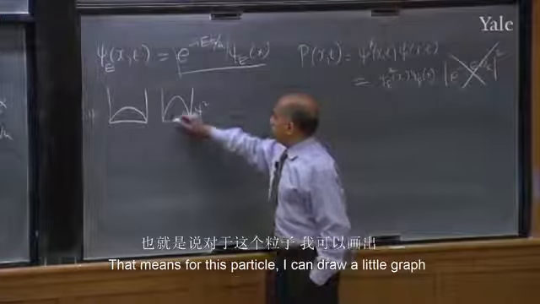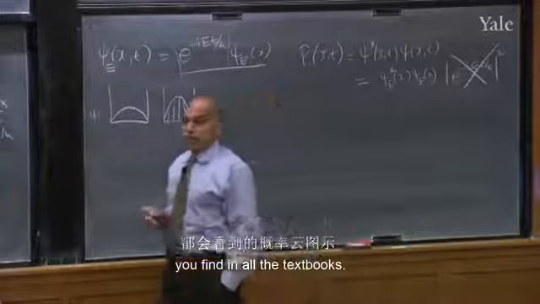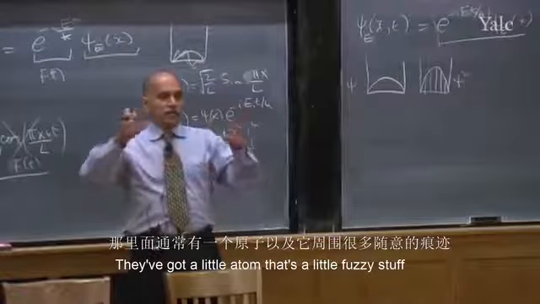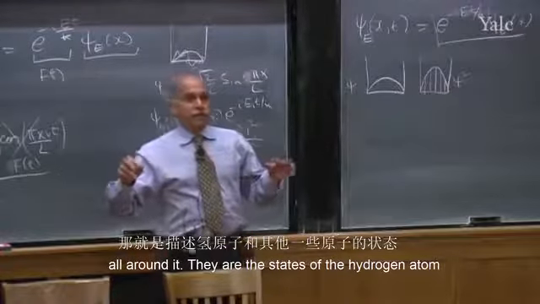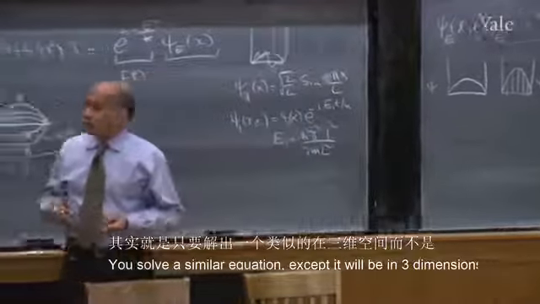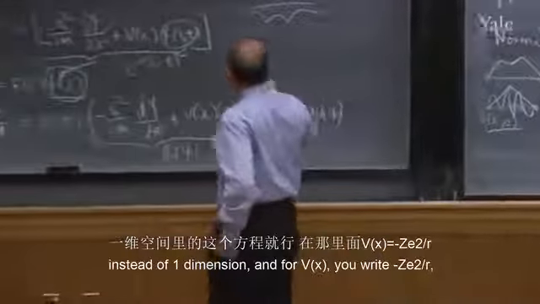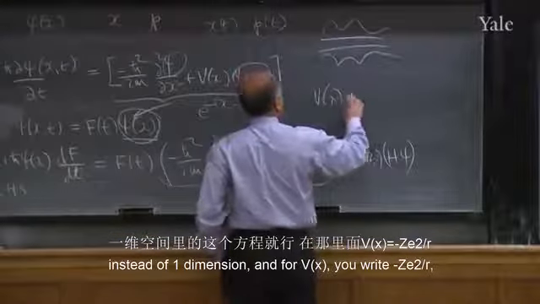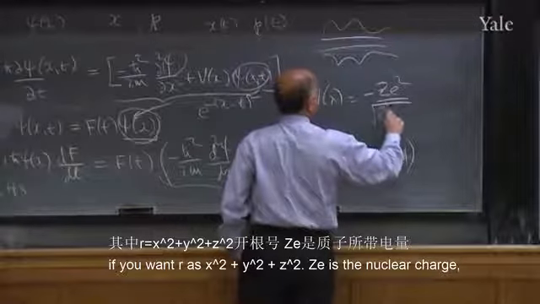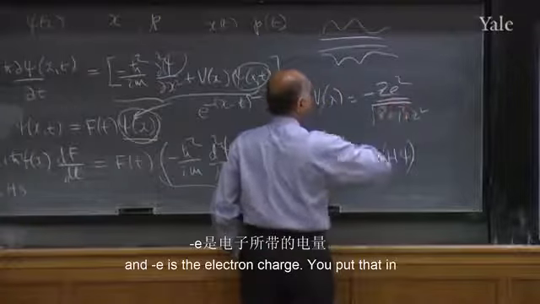That means for this particle, I can draw a little graph that looks like this. And that is the probability cloud you find in all the textbooks. Have you seen the probability cloud? They've got a little atom, and there's a little fuzzy stuff all around it. They are the states of the hydrogen atom or some other atom. How do you think you get that? You solve a similar equation, except it'll be in 3 dimensions instead of 1 dimension. And for V of x, you write minus Z e squared over r, where r is the square root of x squared plus y squared plus z squared. Ze is the nuclear charge and minus e is the electron charge.